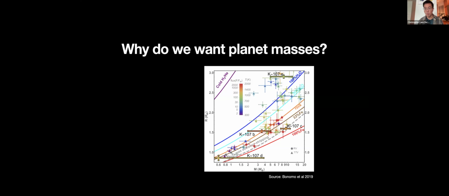From this figure from Bonomo et al. 2019, if, say, from a transit survey you know that the radius is like two Earth radii, then without knowing the mass, that planet could lie on one of many of these contours. So in order to get at least the bulk composition, we want mass, and we want mass to some reasonable level of precision. And also, if we want to be tautological, we said we would do it, so we should do it.